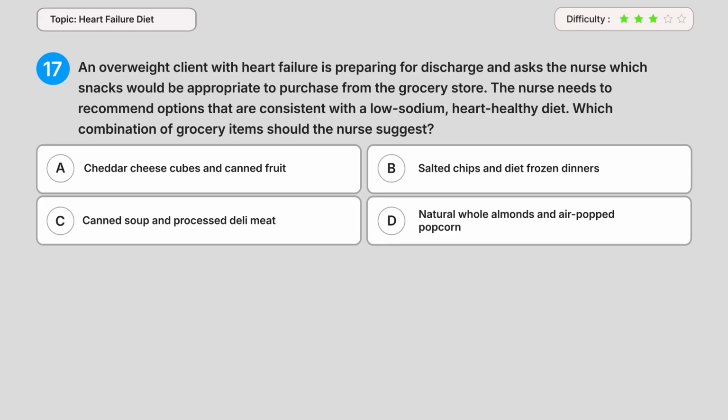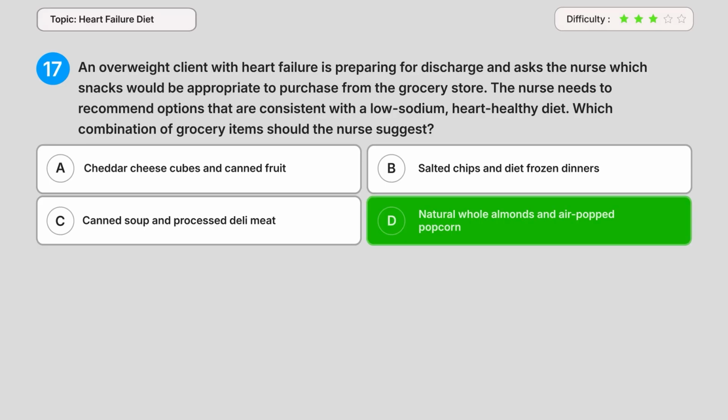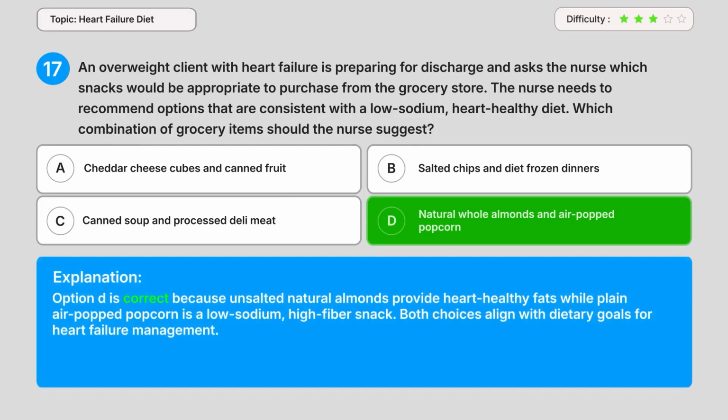Correct answer: D. Natural whole almonds and air-popped popcorn. Explanation: option D is correct because unsalted natural almonds provide heart-healthy fats, while plain air-popped popcorn is a low-sodium, high-fibre snack. Both choices align with dietary goals for heart failure management.